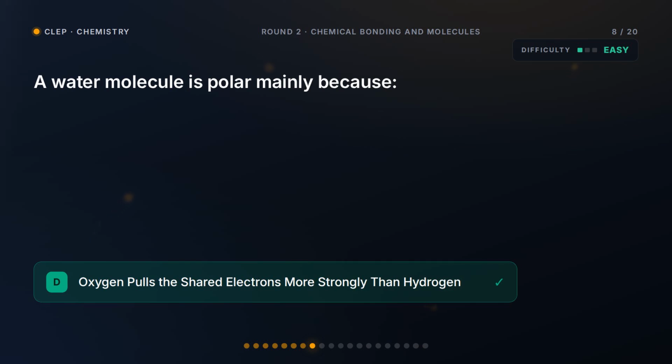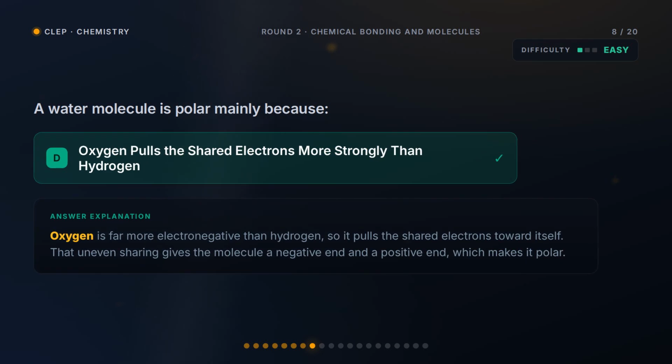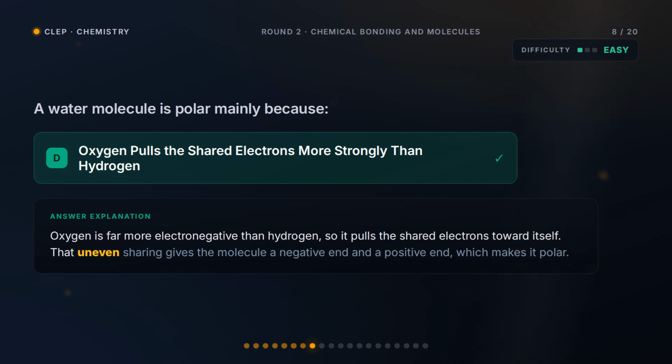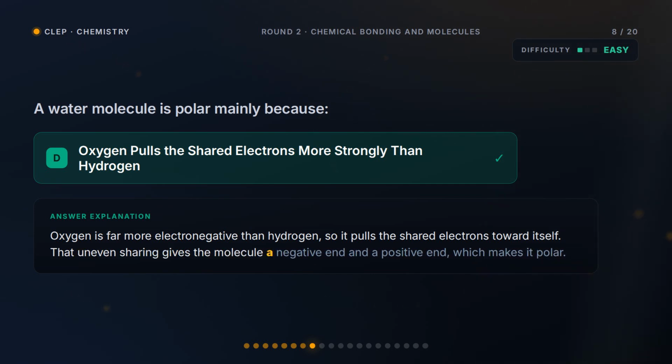The answer is D. Oxygen pulls the shared electrons more strongly than hydrogen. Oxygen is far more electronegative than hydrogen, so it pulls the shared electrons toward itself. That uneven sharing gives the molecule a negative end and a positive end, which makes it polar.